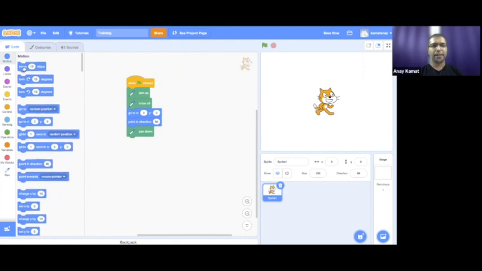Let us say, in whichever direction you are currently facing, which is obviously facing towards the right, the x-axis, as we can see over here, point in direction 90. Let us move 100 steps, right? So it moves 100 steps in this direction. I'll hide the cat for some time, and you can see it has drawn 1 line. Now let us draw another line, because we need to draw 4 lines, right? Another line of 100 steps again.